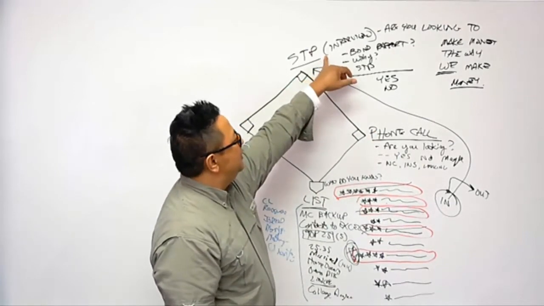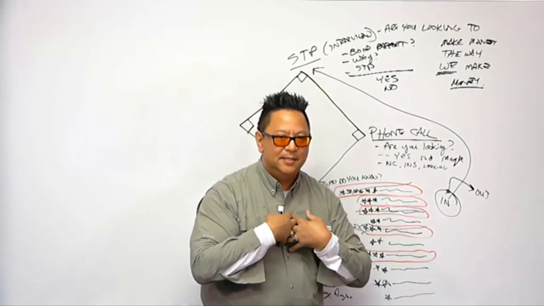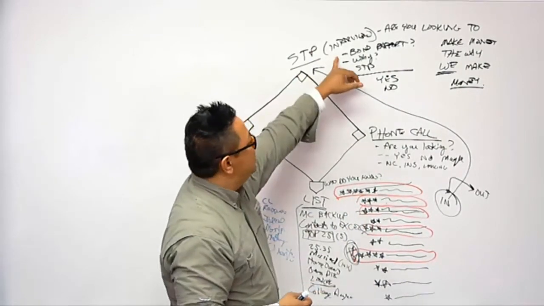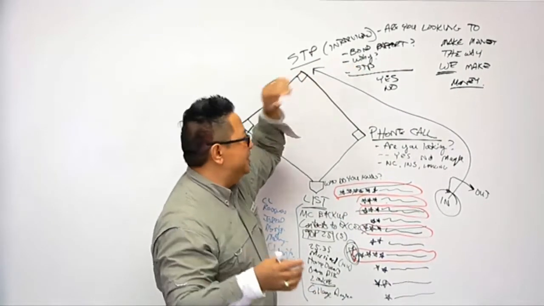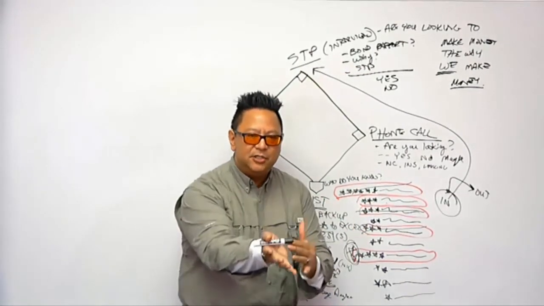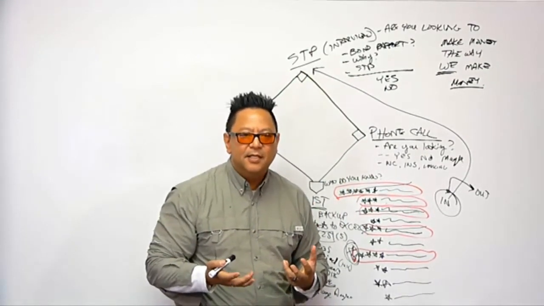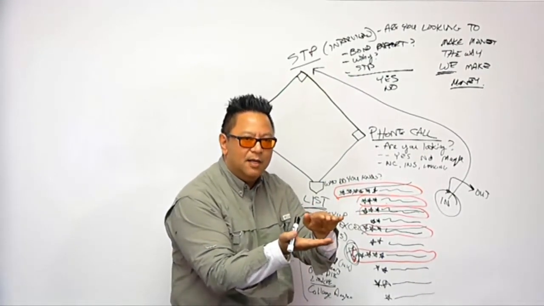The third question, when you interview them, are you looking to make money the way we make money? Very simple. You bond, create some rapport with them, you find out why they're looking, and then when you find out why they're looking, you're going to show them our program, show them the plan that fits what they're looking for.